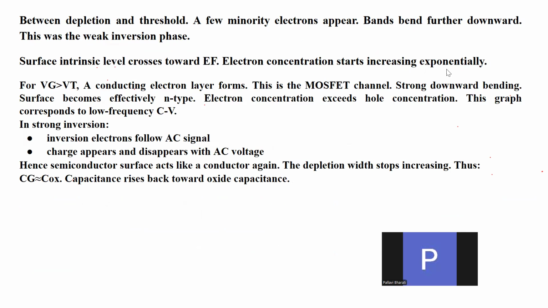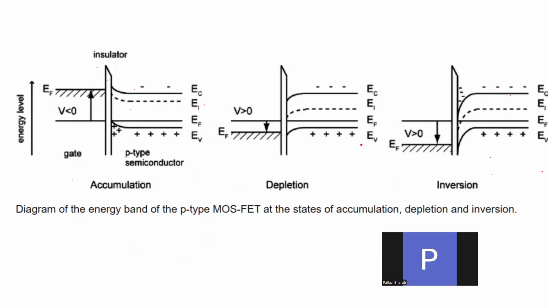Electron concentration starts increasing exponentially, meaning now when you are giving more gate voltage, more electrons are attracted, and when more electrons are attracted, depletion layer width gets reduced, and thus the capacitance is again going to increase and become equal to the oxide capacitance. So the depletion width stops increasing, and the capacitance rises back towards the oxide capacitance. That is the main thing. So this is about the CV characteristic of the MOSFET.